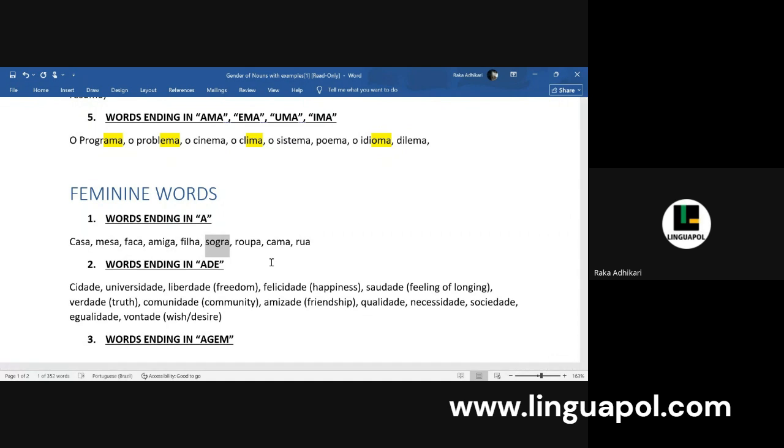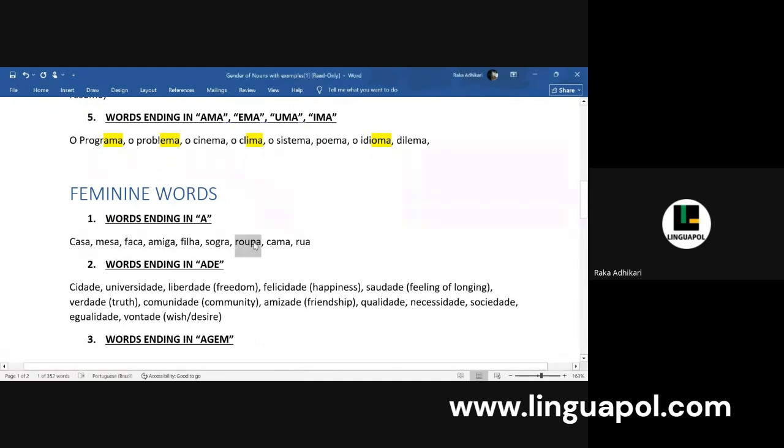We just read it in família. Guys, what is sogra? Anyone? Really? Nobody remembers what sogra is? Sogro and sogra? Father-in-law, mother-in-law. Yes, right. Sogra is mother-in-law.